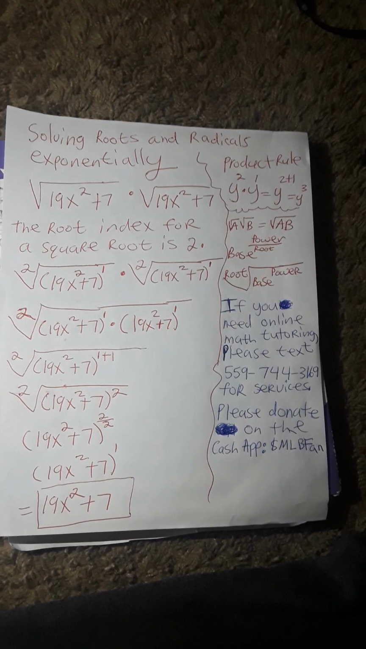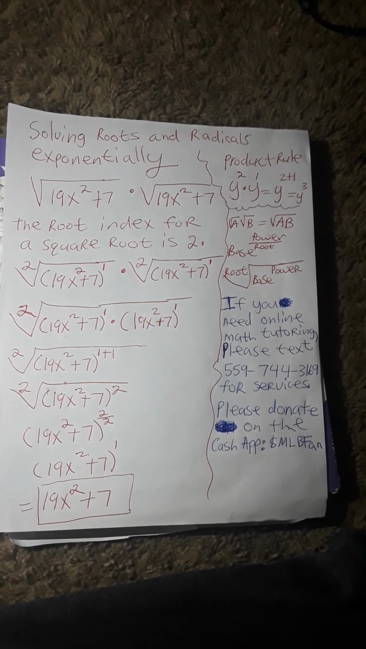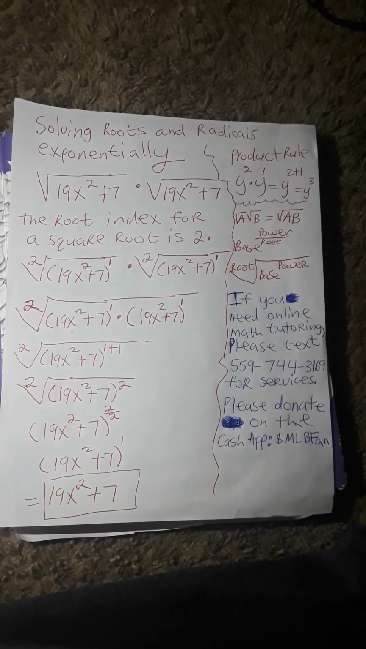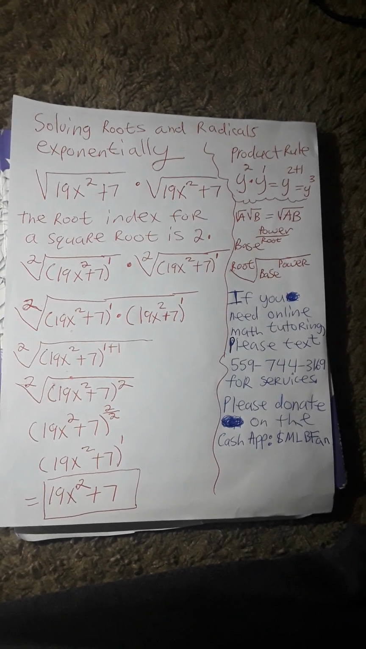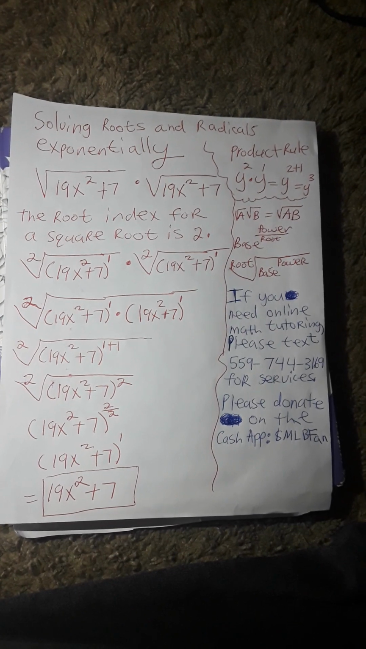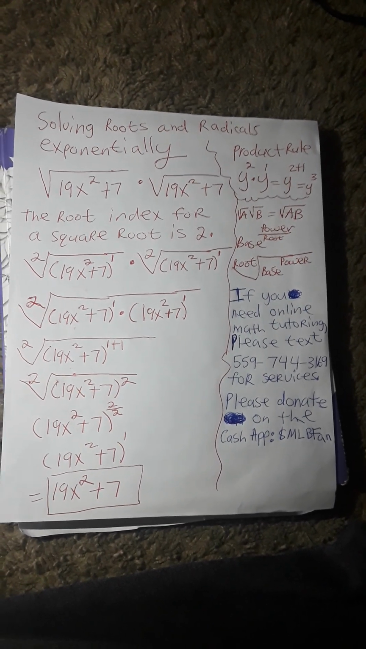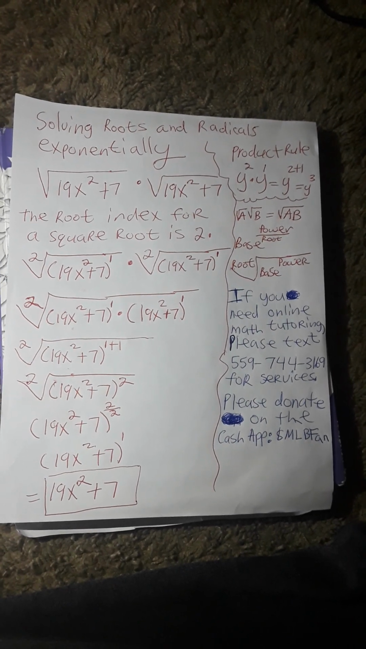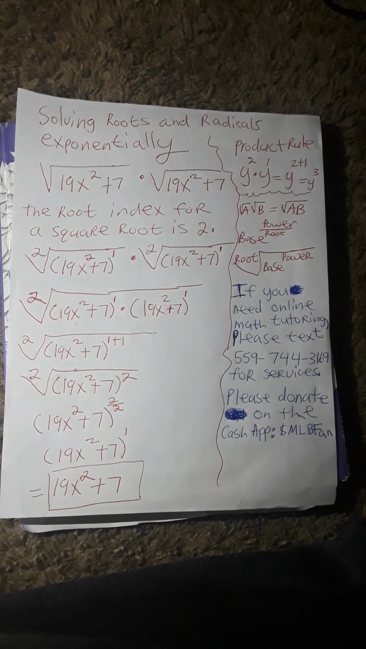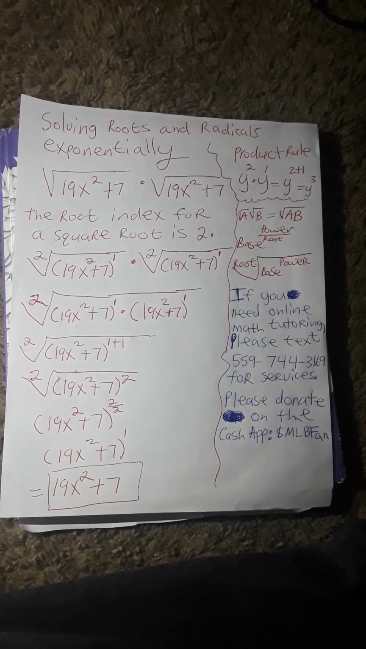Now we need to utilize the formula of base to the power divided by the root. So it will result in 19x squared plus 7 to the power of 2 divided by 2, which will simplify to 19x squared plus 7 to the power of 1, which will reduce to 19x squared plus 7.